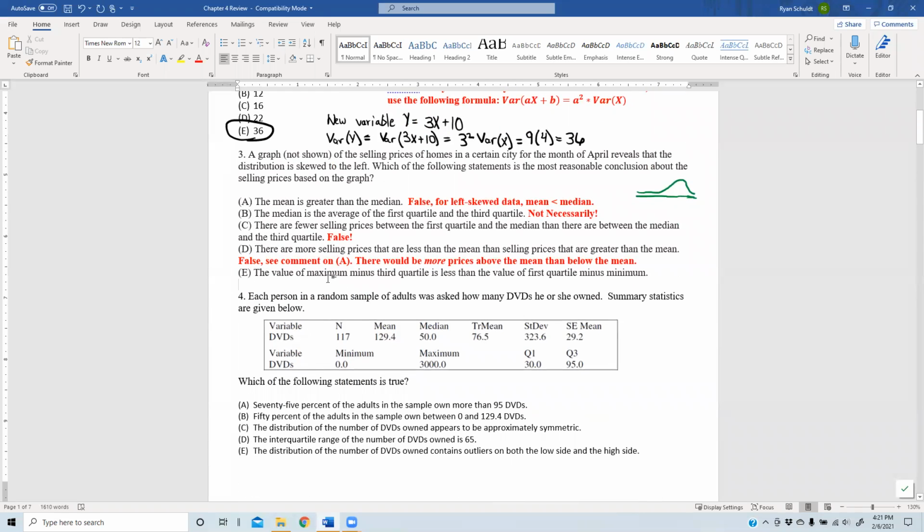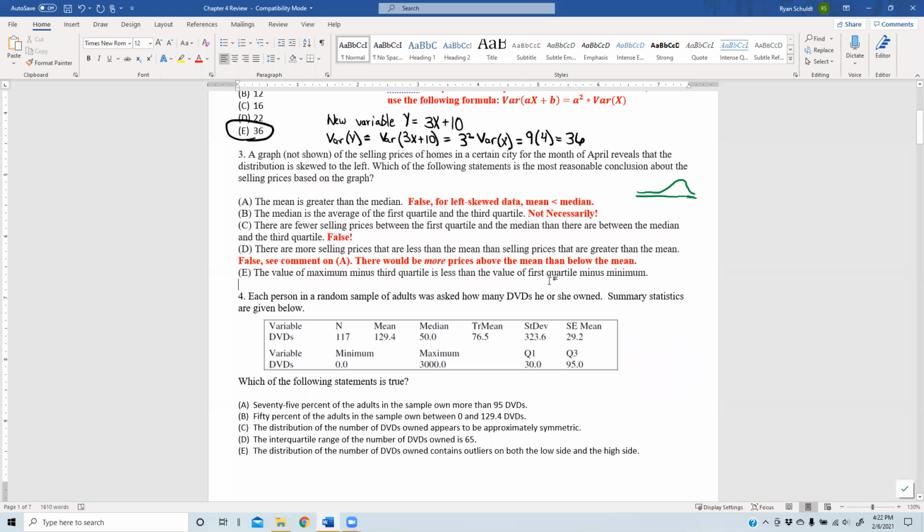E, the value of the maximum minus the third quartile is less than the value of the first quartile minus the minimum. That's true.